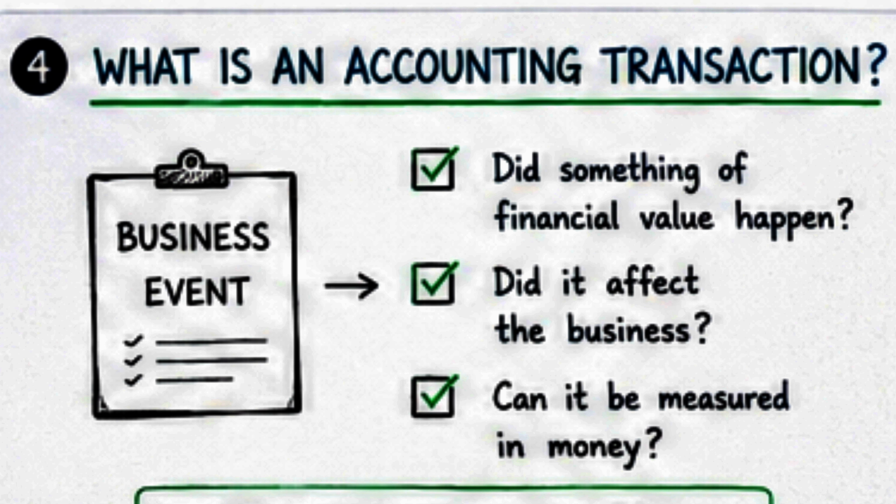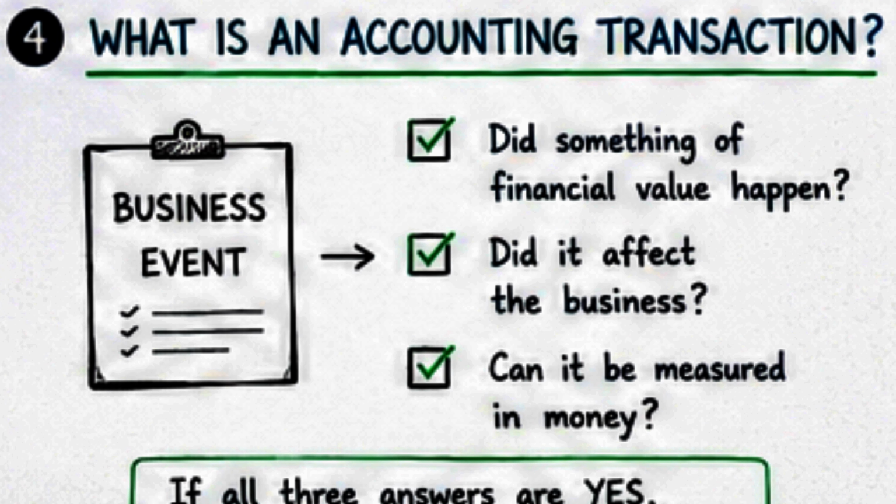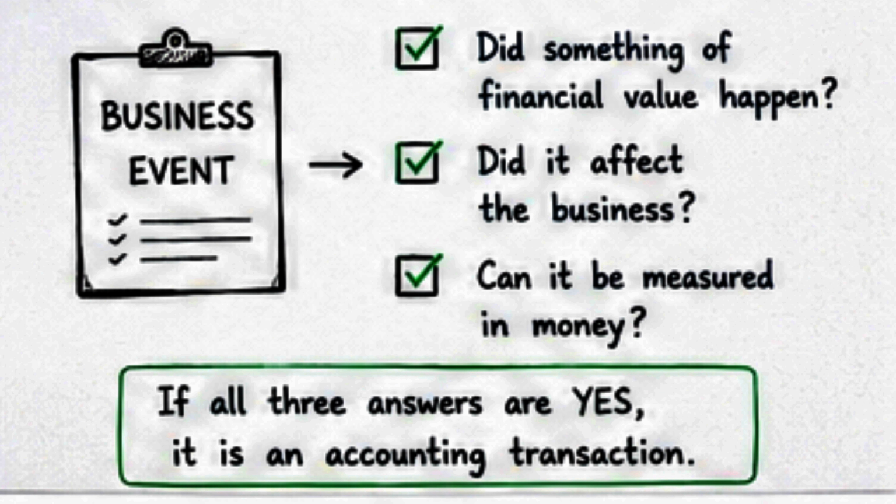Now that you understand debit and credit, let's learn what should actually be recorded. An accounting transaction is any business event that changes the financial position of a business and can be measured in money. Before recording anything, ask 3 questions. Did something of financial value happen? Did it affect the business? Can it be measured in money? If the answer to all 3 is yes, then it's an accounting transaction.